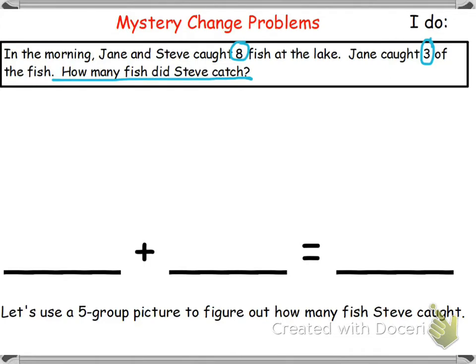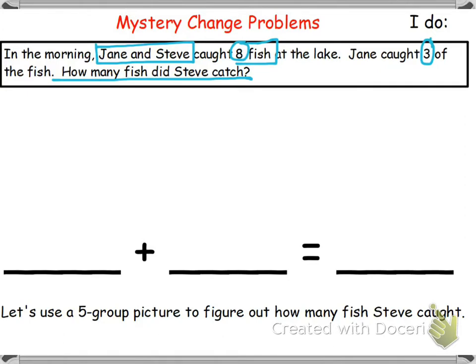So let's just start to understand what's going on, because sometimes it's not always going to be what it's talking about. I am going to box in fish because that's what we're talking about here, but that's not going to be the only thing we're going to box in sometimes. Remember, it's whatever helps you solve it. In the morning, Jane and Steve caught 8 fish at the lake. Where it says Jane and Steve, that gives us a clue. Remember, we are number detectives. We have to figure out these clues that are in here.